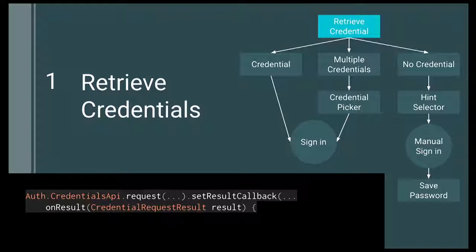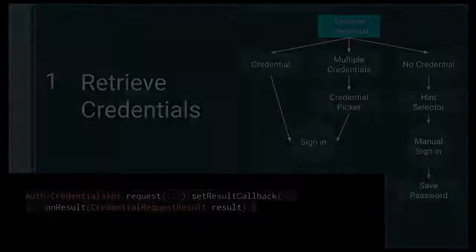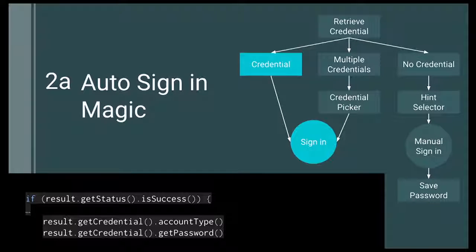We've seen in the order of 10 to 15% just right off the bat get an automatic sign-in experience. So that's pretty cool. So what you do is you call request, you wait for a callback, and then you look at the result. And the result could be a couple of different scenarios here that I'll walk through. There's either exactly one credential available, and this is the auto sign-in scenario.